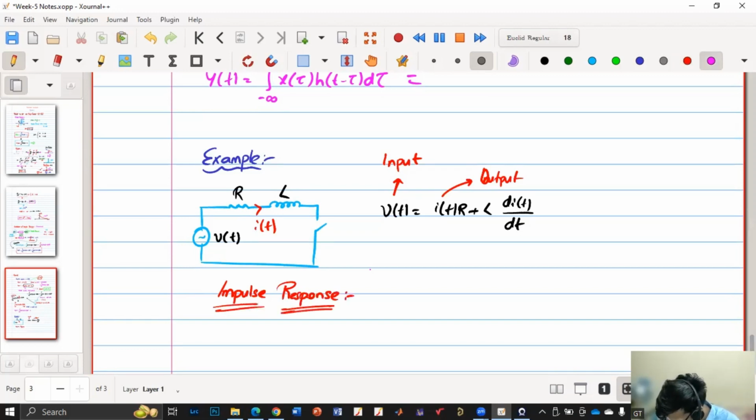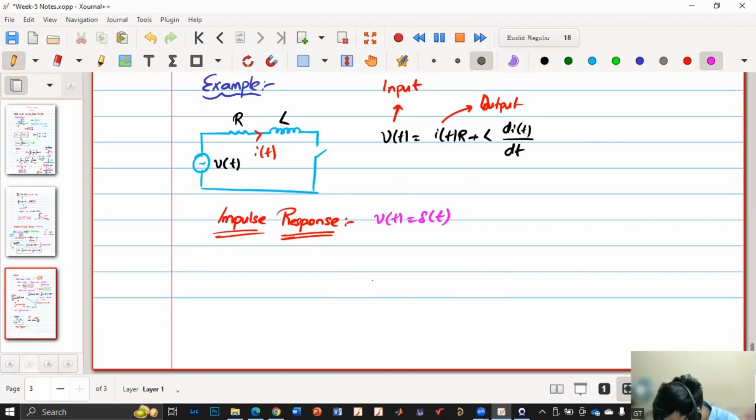Okay. So my V of t will become delta of t, and the equation will be something like this: di by dt plus R by L times I equals 1 by L delta of t. Now, what will we be doing? We'll be doing the same thing, integrating.